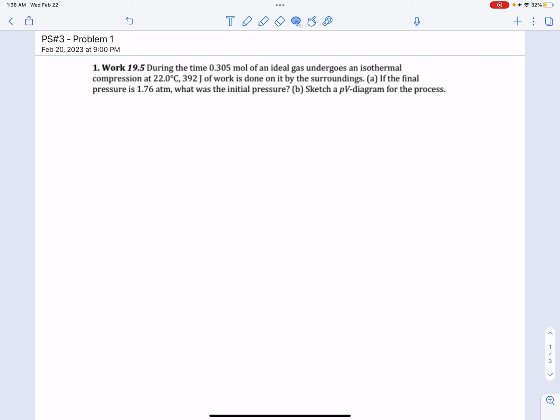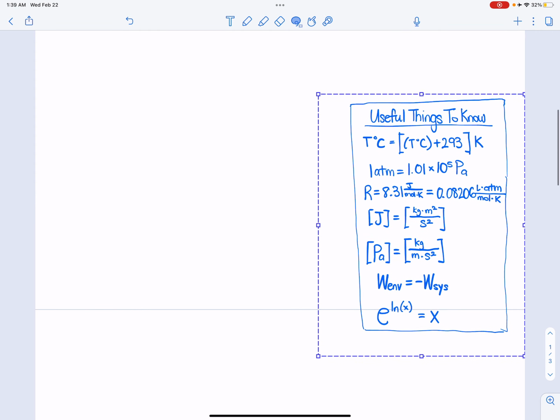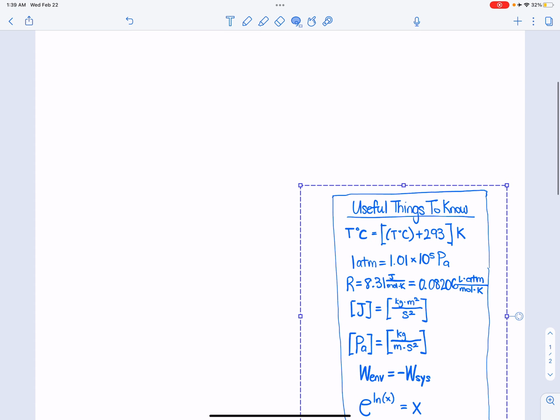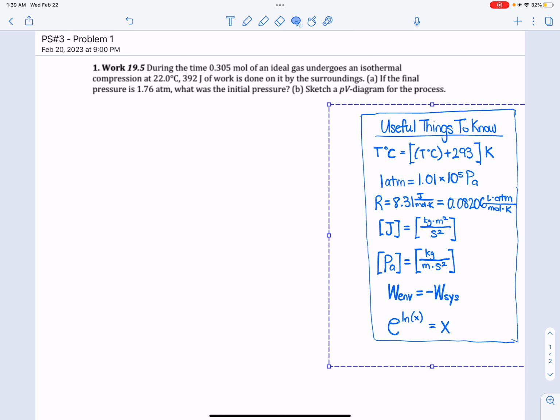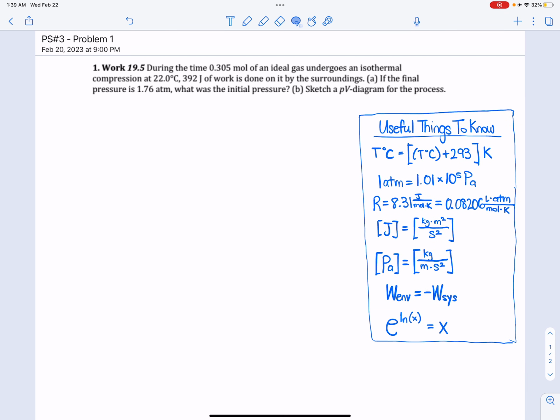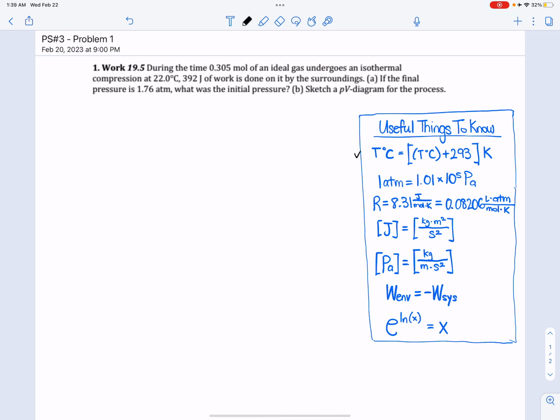Okay, so real quick, I'm just going to bring up the things that I find useful to know. I have these in my notes from the lectures, and these are some things that I think might be good to have on your cheat sheet. The first one is, anything in degrees Celsius, to convert to Kelvin, you would need to add 293 to whatever temperature is in Celsius, and you have your temperature in Kelvin.